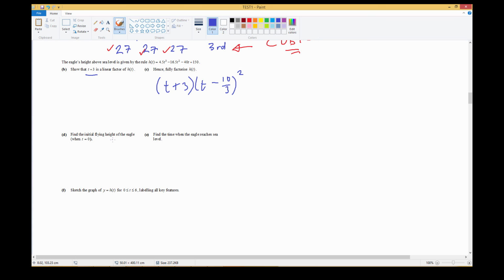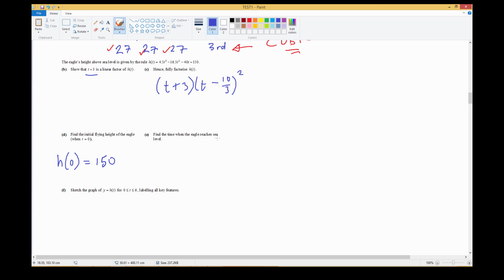Find the initial flying height. Find the initial flying height of the eagle. So t equals 0. So just put t equals 0 into the equation. t equals 0 means the first three terms will drop out, and you're just going to get 150. That's an easy question.